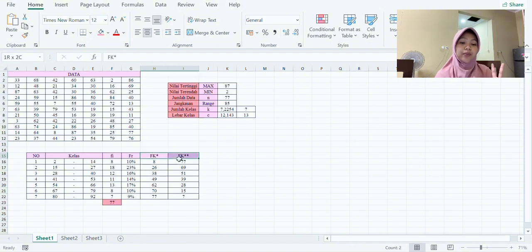Now we have two more important columns, FK and FK. The first stands for the less than cumulative frequency. It accumulates frequencies from the bottom up, starting from the first class, and we add each class frequency. The second is the greater than cumulative frequency. It accumulates from the top down, starting at 77. Together, these two columns allow us to answer questions like how many data points fall below a certain value, or how many data points are above a certain threshold, which is extremely useful for further analysis.